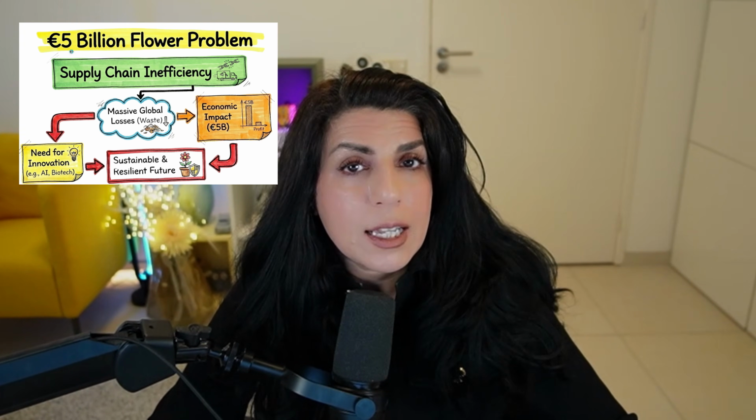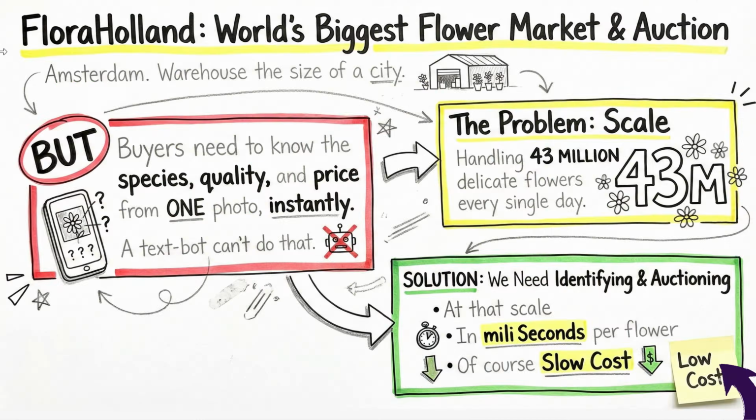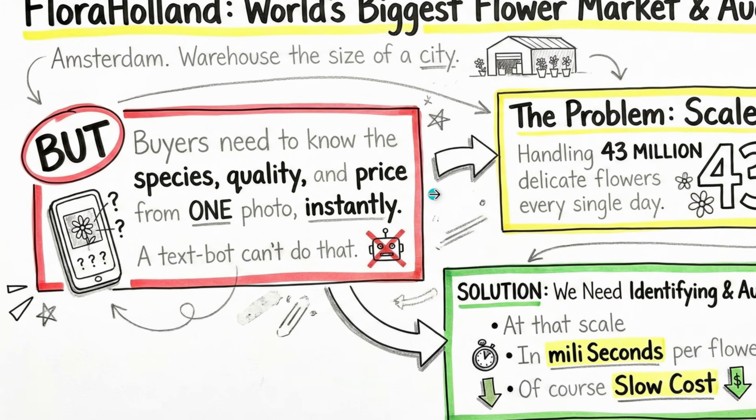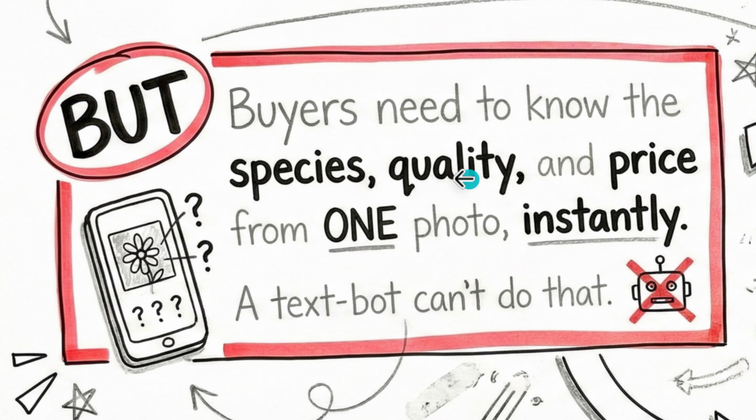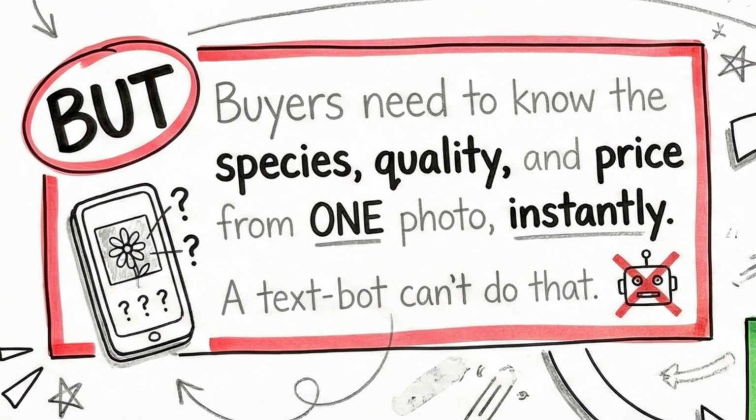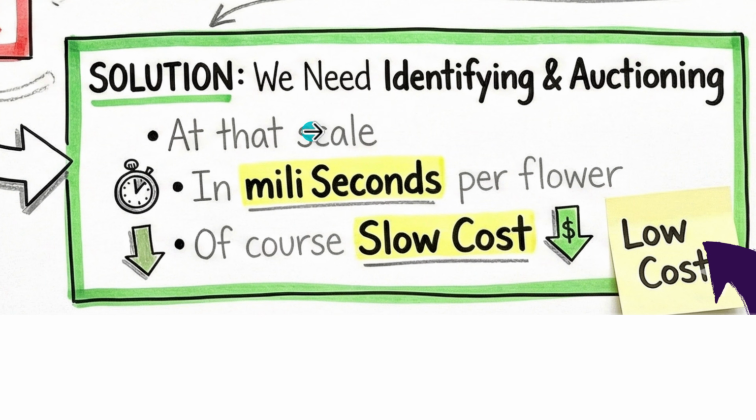Our mission was that 5 billion flower problem. At FloraHolland, the world's biggest flower market and auction in Amsterdam, the size of a city, we handle 43 million delicate flowers every single day. But the problem is that buyers need to know the species, quality and price from one photo instantly. A text box cannot do this. We basically need a solution which is very fast, but also low cost.